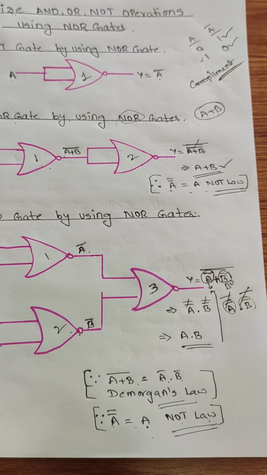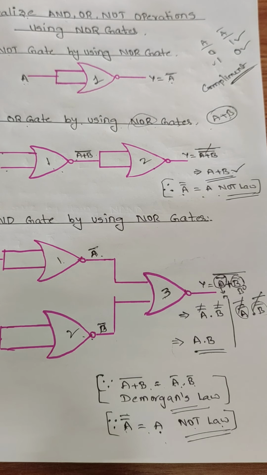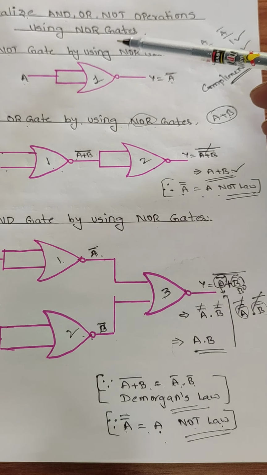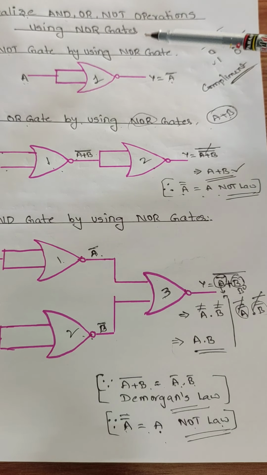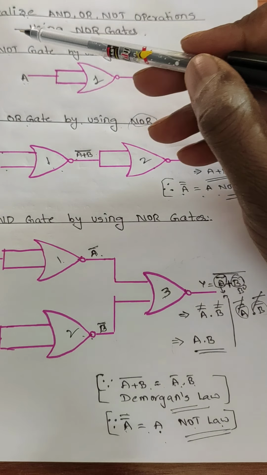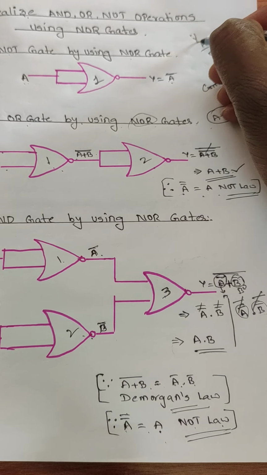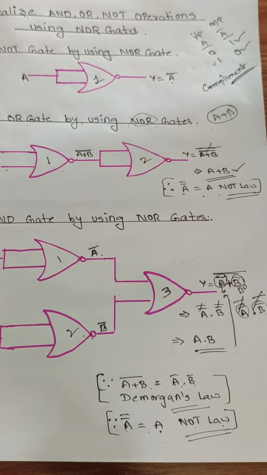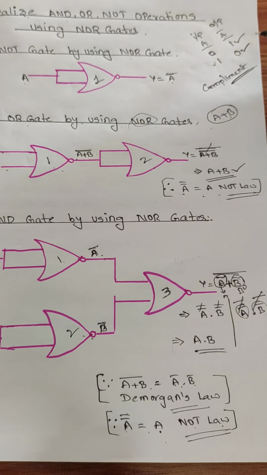Here, the very first time, we'll see how to construct NOT gate by using NOR gate. Nothing but NOT gate operation can be constructed by using NOR gate. As we know, NOT gate operation is: suppose the input is A, output will be A bar. If you give input 0, you will get output as 1. If you give input 1, you will get output as 0 for NOT gate.